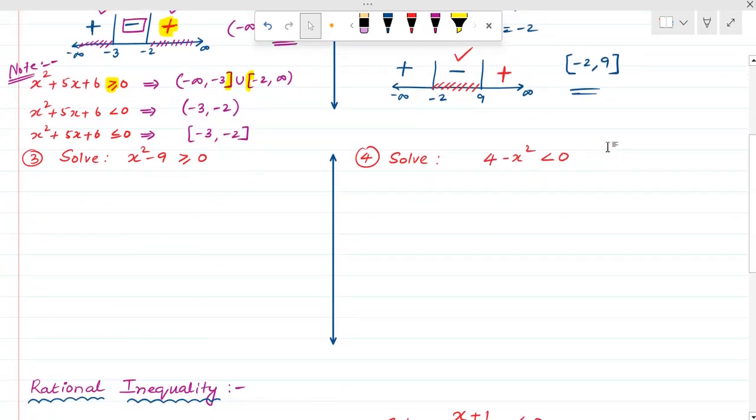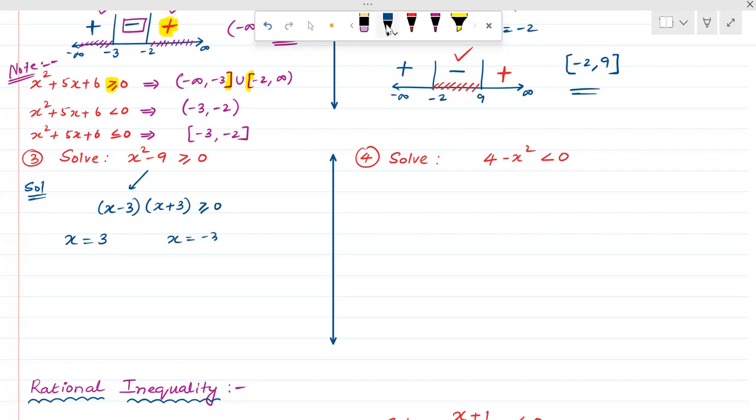Now we will solve two more problems here. It is the same rule. We have to factorize. So here it is factoring, a special factoring. X minus 3, x plus 3 more than or equal to 0. Then the critical values are x equals 3, x equals minus 3.